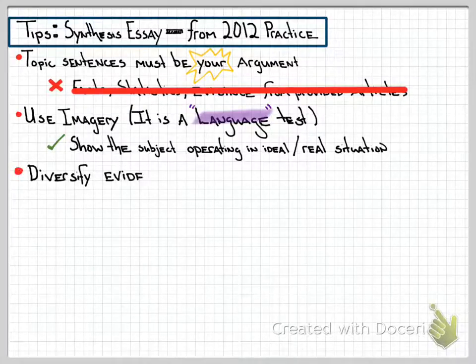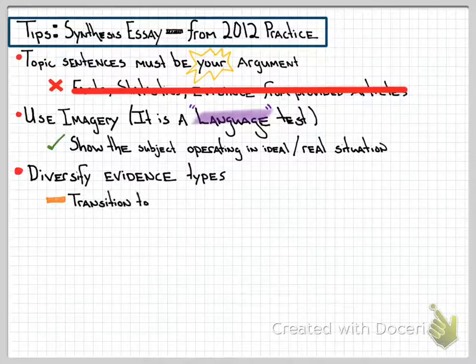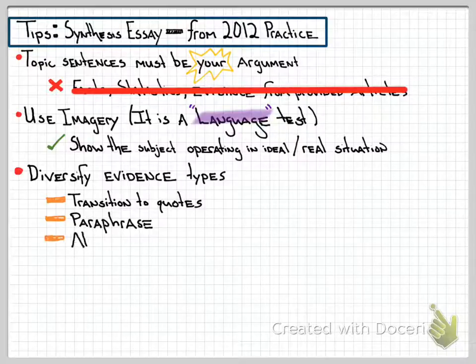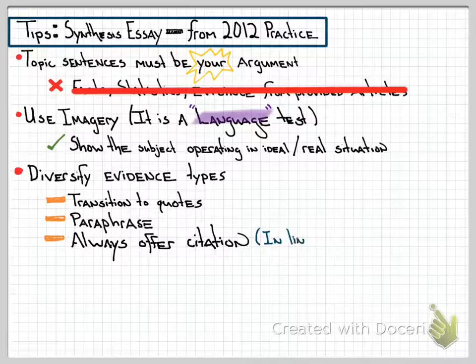You need to diversify your evidence types. That means transition into quotes. Remember, don't use floating quotes, always transition into them. Paraphrase, and always offer citation. Use inline citation, parenthetical, and maybe even both.